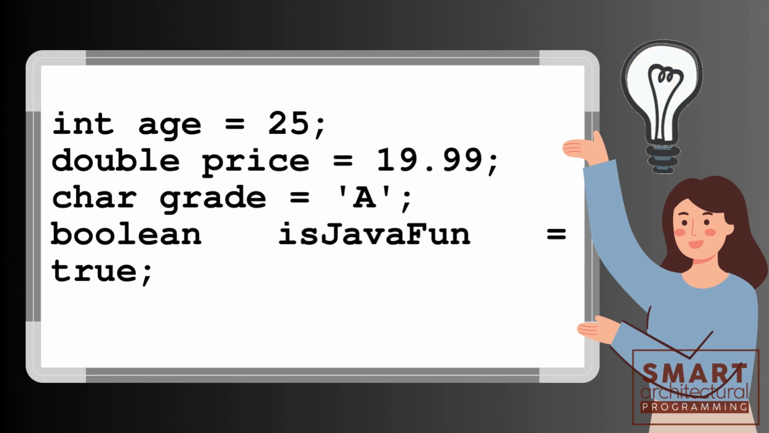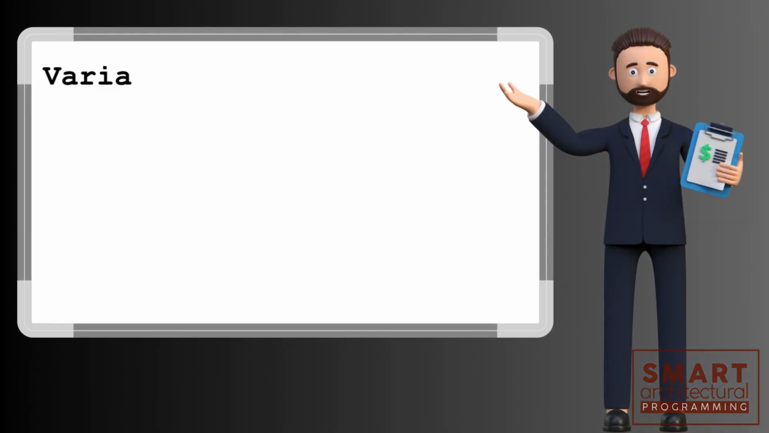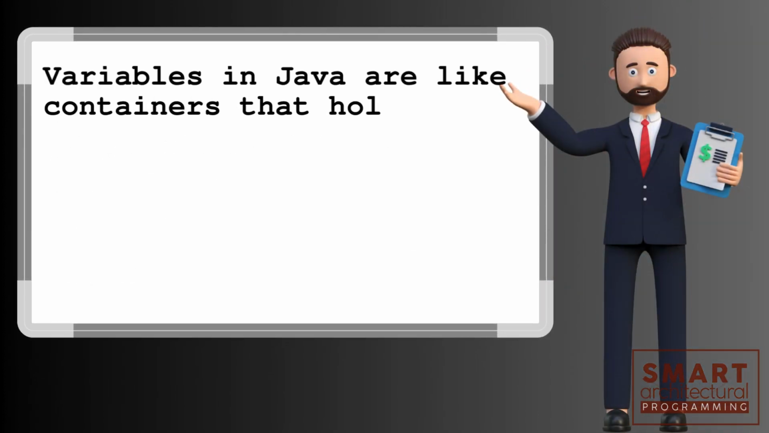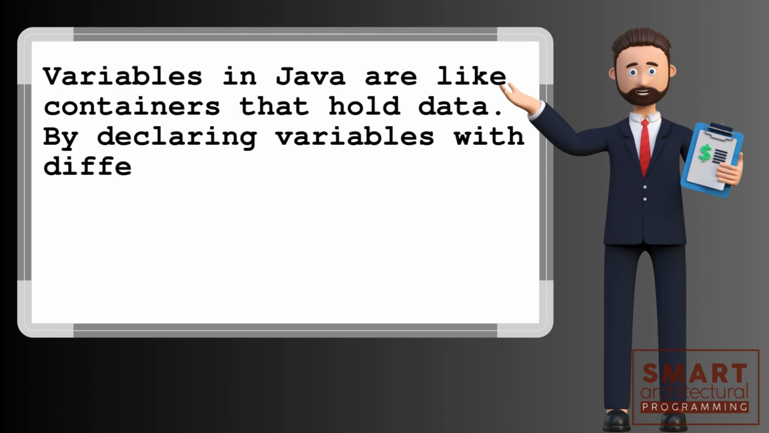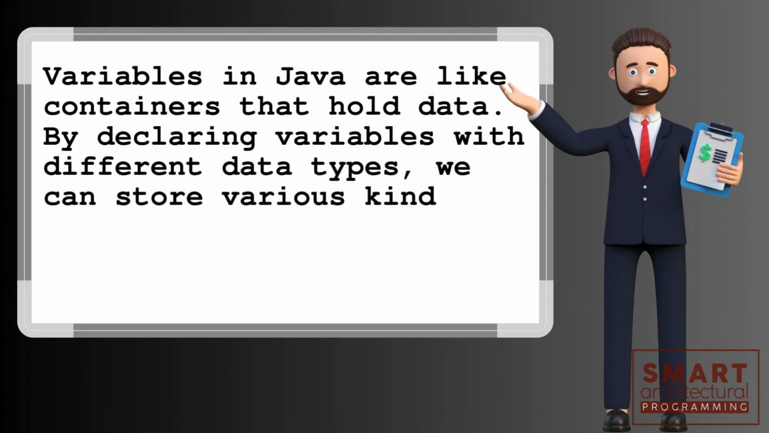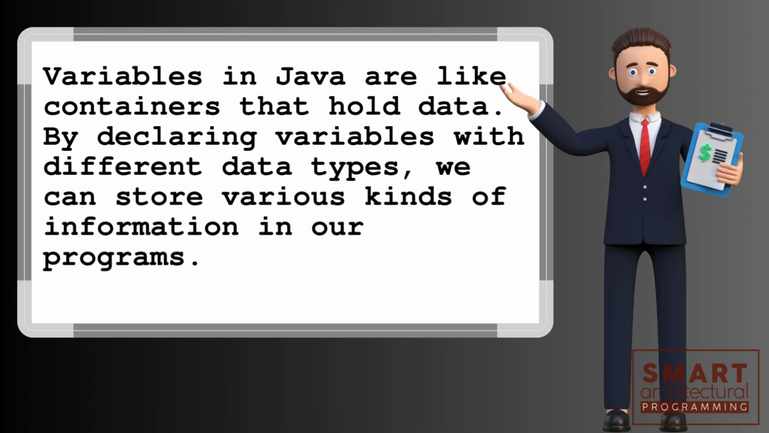With these declarations, we've created variables to store an age, int, a price, double, a grade, char, and whether Java is fun, boolean. To sum it up, variables in Java are like containers that hold data. By declaring variables with different data types, we can store various kinds of information in our programs.